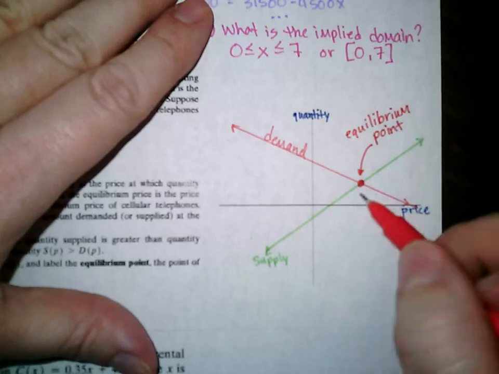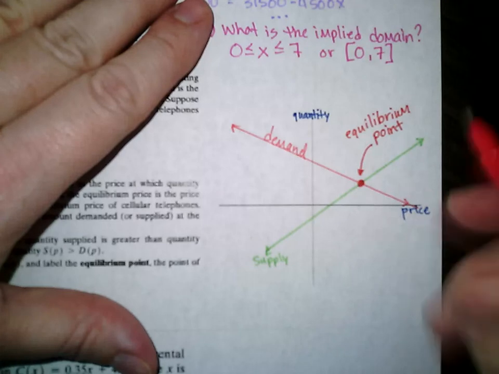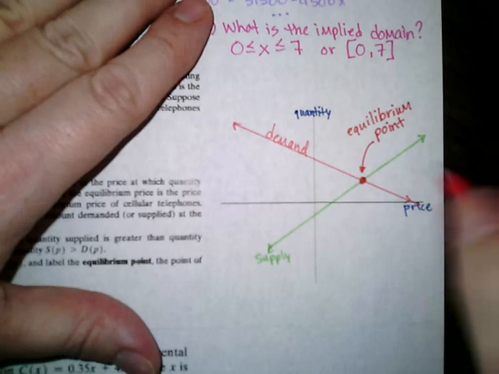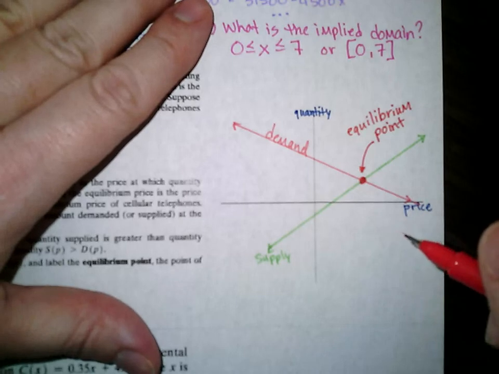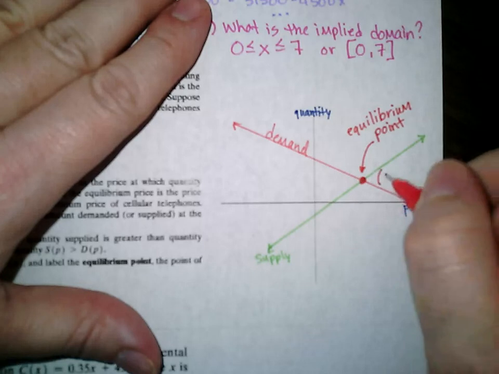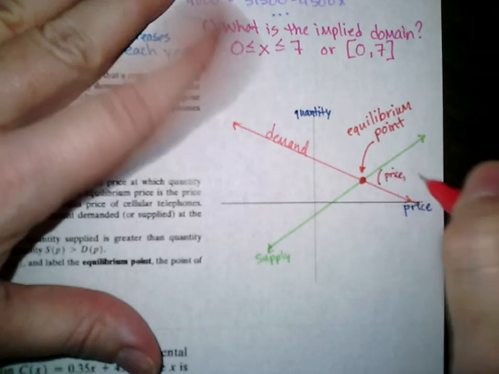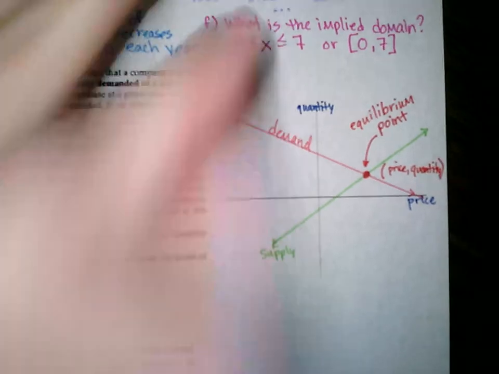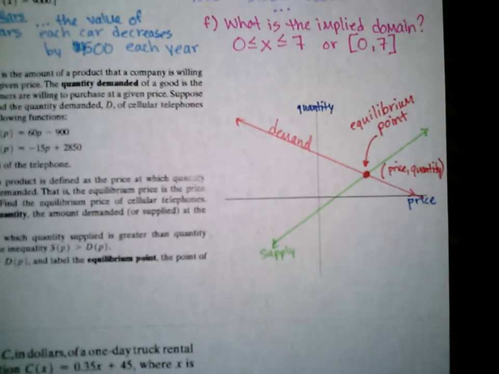And the ordered pair at that equilibrium point, the x-coordinate is going to be the equilibrium price, and the y-coordinate is going to be the equilibrium quantity. So this ordered pair is going to be the ideal price that you want to sell and the number of items that you can sell at that price.